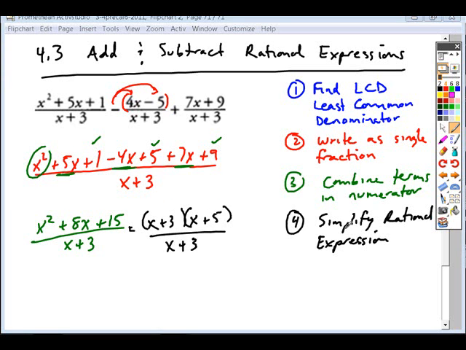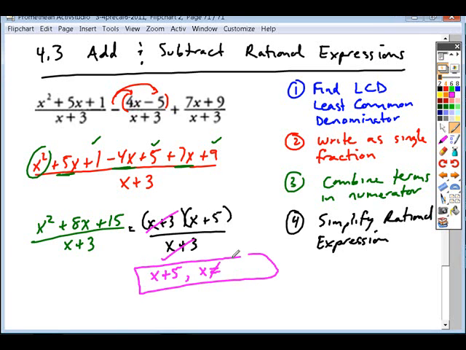Continue to perform this step of simplifying, which involves canceling common factors. And then the final step is just to write your answer and identify any domain restrictions that are not apparent in that simplified form. So x cannot be a negative 3. That's your last part of this problem.